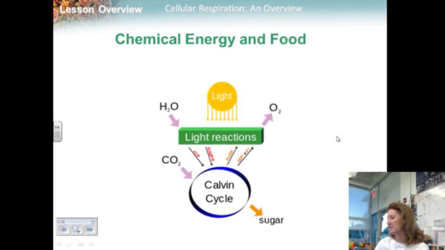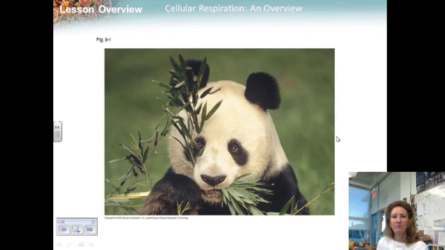So this is our photosynthesis reaction right here. But it's the beginning of everything for us, isn't it? Because in photosynthesis, we get food. And food provides living things with the chemical building blocks that they need to grow and reproduce. Remember those macromolecules we discussed in the beginning of the school year.